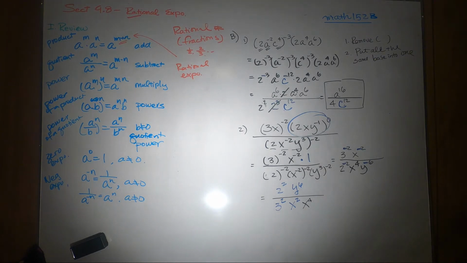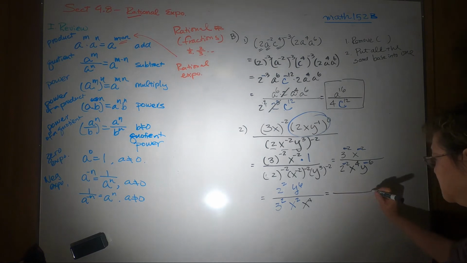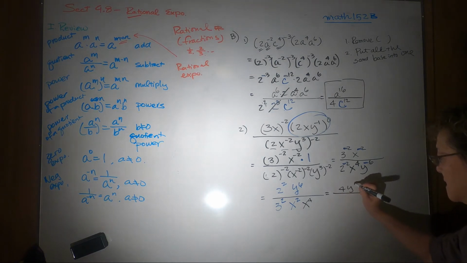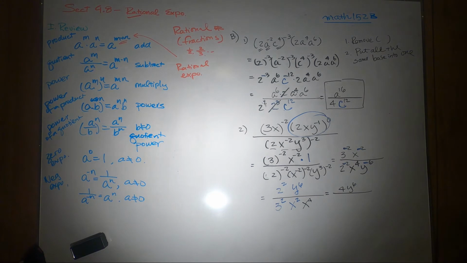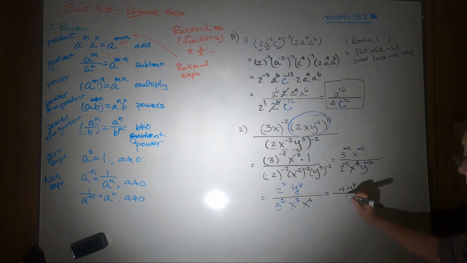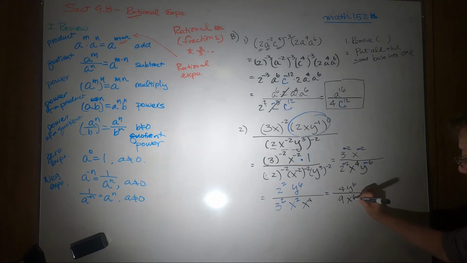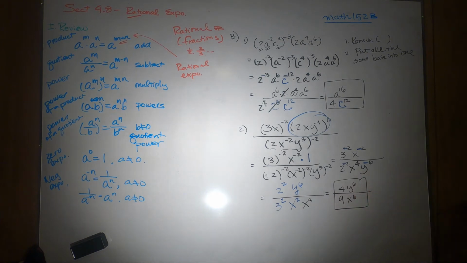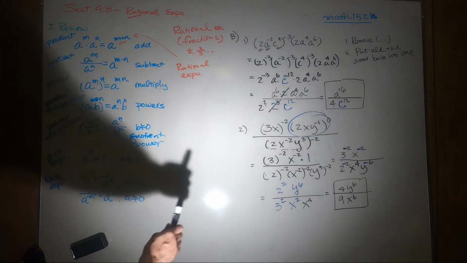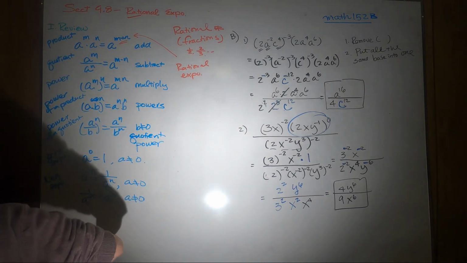Then we clean up. 2 squared is what? 4, and y to the 6, right? 3 squared would be what? 9. Then you have 2 x's, you have to put them into 1, so it's x, 2 and 4 power, that would be 6, right? That would be your answer for that.